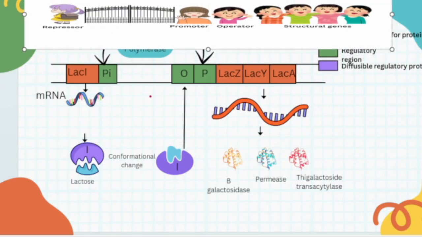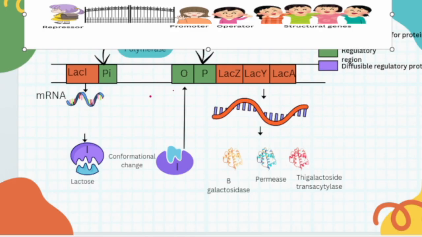So if you see this picture now, let us compare both the components. We know from the operon concept, the Lac Operon comprises of the structural genes which are marked by the yellow components. Then we have the regulatory region which are marked in green, and next is the diffusible regulatory proteins which are marked in purple color. So here we have the operator and promoter.